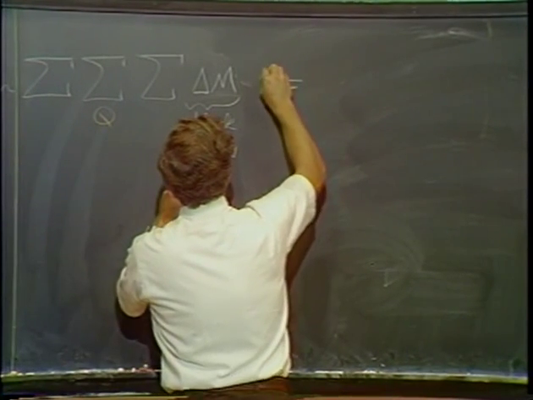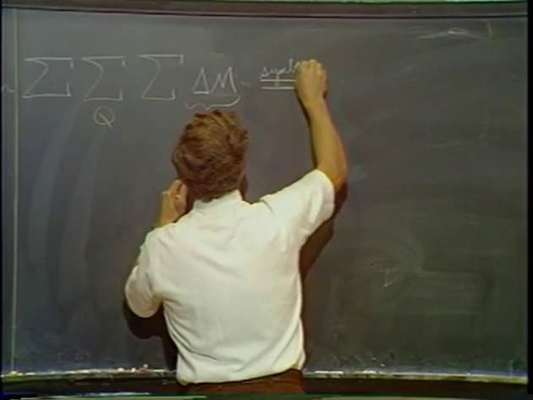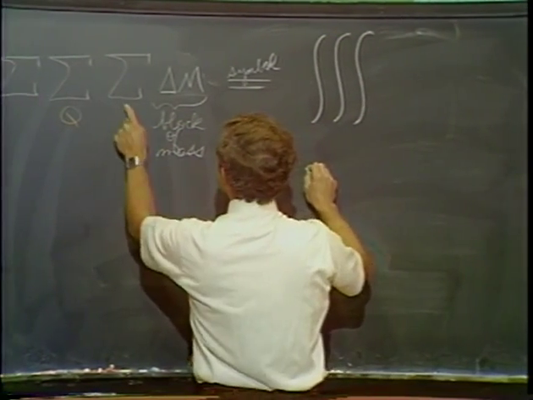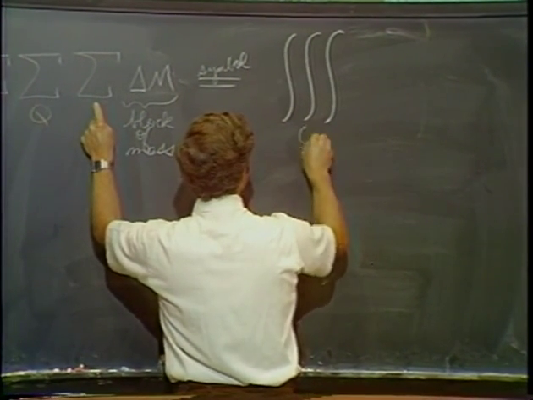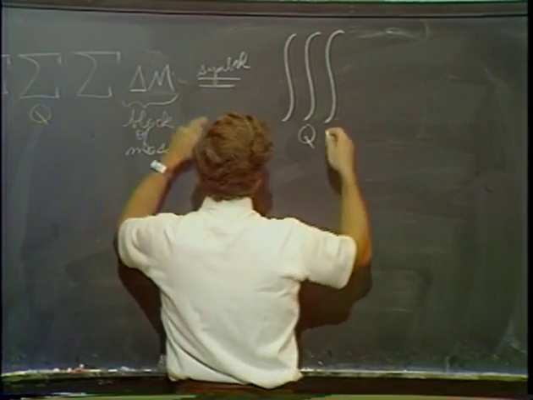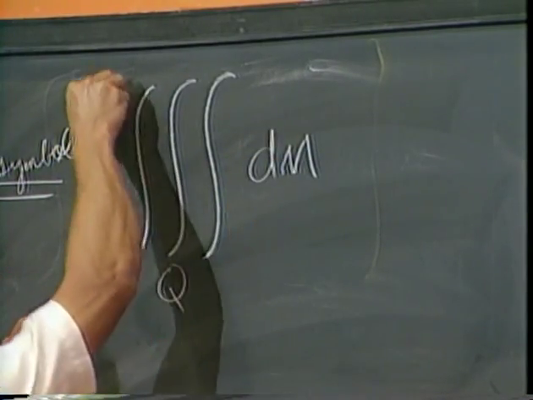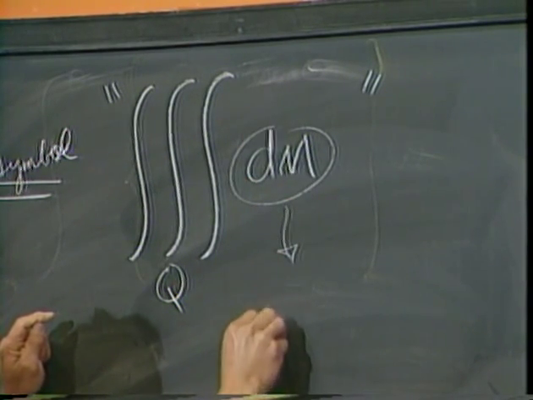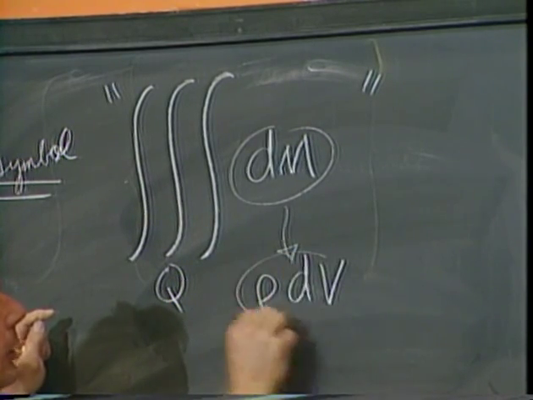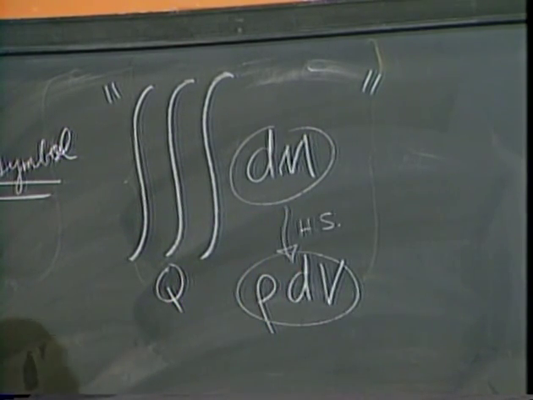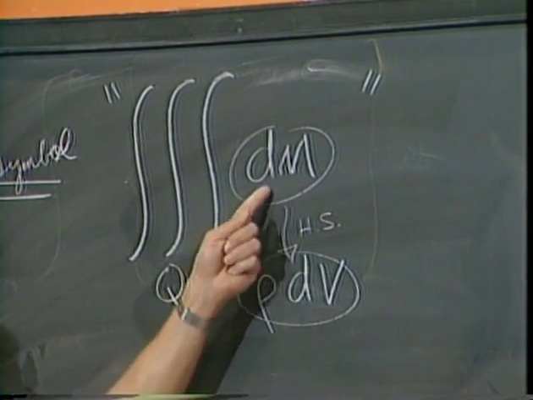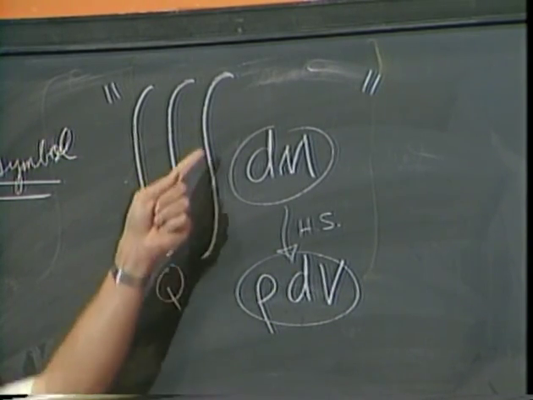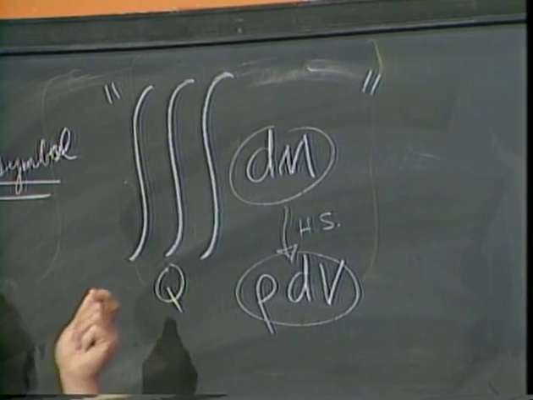Well, that was the definition. Next step, what you get is a symbol. What you will get is this thing. Three sigmas become three elongated S's, and delta M, we could say dM. That's good enough, but more likely we might as well do it right here. We should substitute rho times dV, because that's, again, the high school physics equality. The little bits of mass are density times volume, and then you add. That's what the sigmas and these integral signs mean: add over the region Q.